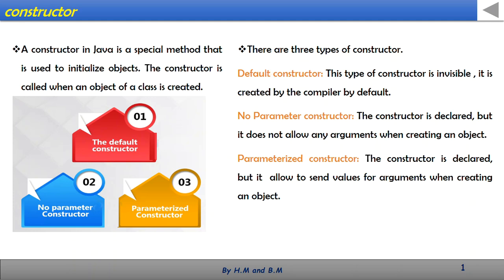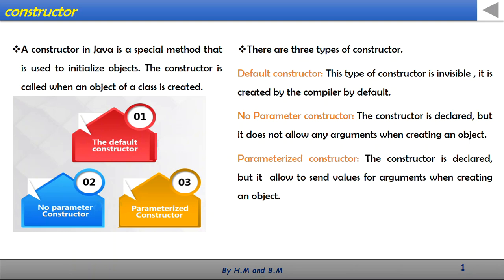The first one is the default constructor. This is a type of constructor which is invisible to the user. It is created by the compiler by default. So when we create a class, the compiler will create this default constructor, and it will take the same name as the class name.